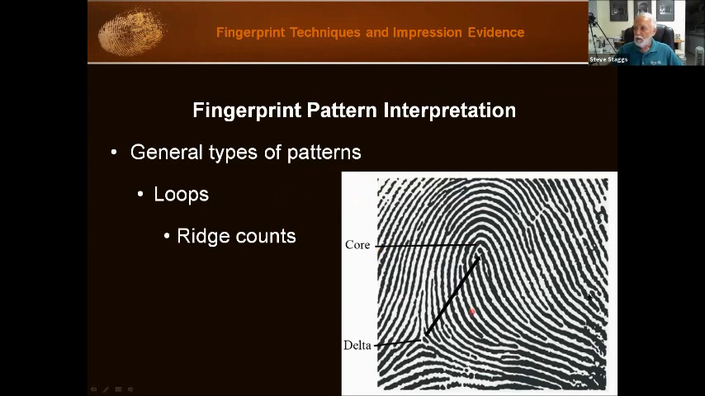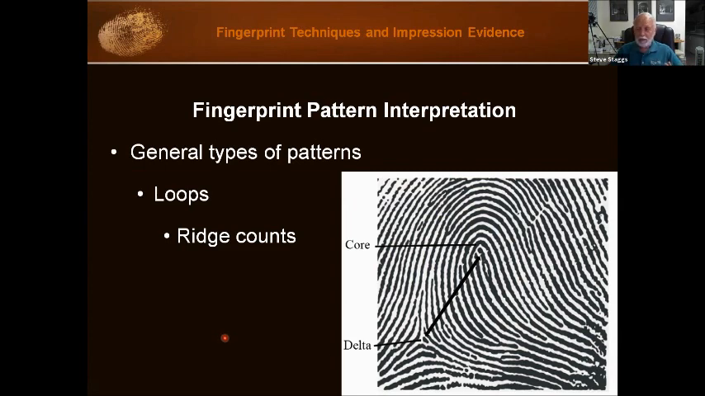Here is a loop. And we can see that this is a right sloping loop. The ridges are coming in from the right and they flow back out. If we put water in there, it would flow out to the right. So that's a right slope loop. Now, as far as the count goes, we have to count the number of ridges between the core and the delta to get our ridge count.